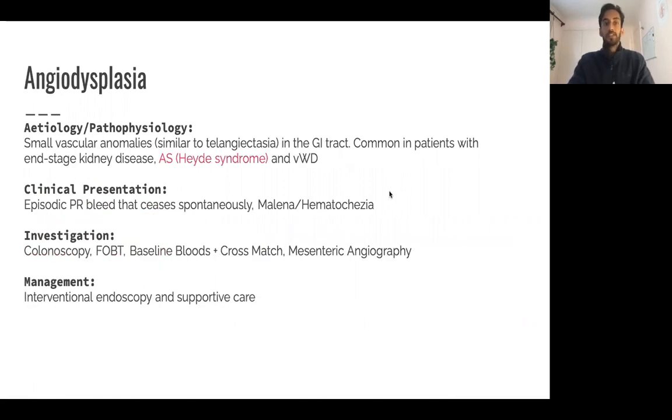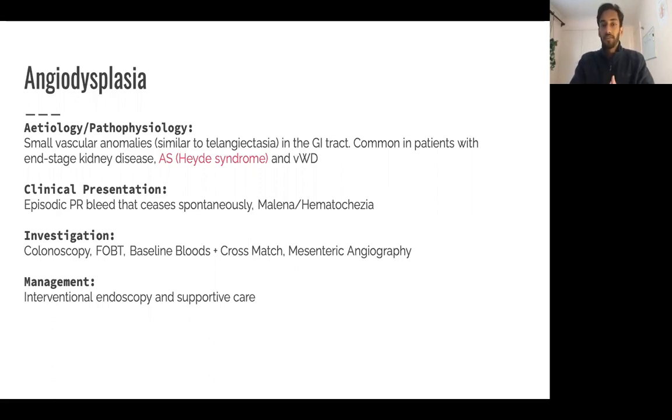Next condition is angiodysplasia. This is a bit niche. I don't think it's super important, but for some reason I've seen it before in exams. You get small vascular anomalies in your GI tract. And when you do a colonoscopy, you can see these really weird patches of little telangiectasia, which is probably the best description for them.